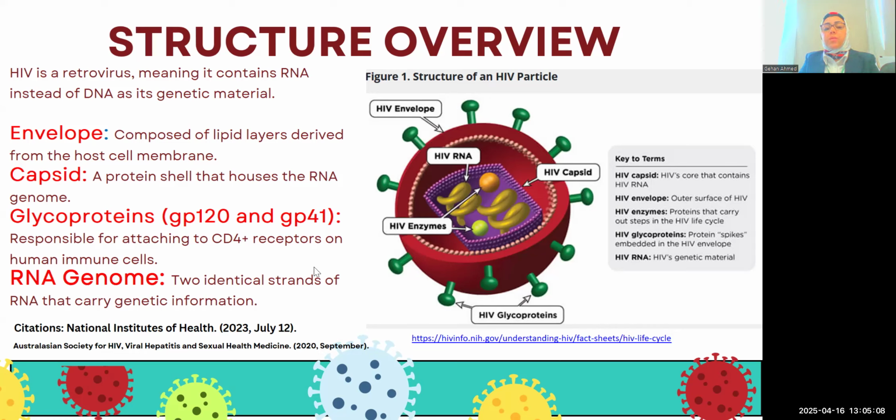We have 2 kinds of glycoprotein: GP120 and GP41. Inside the virus, the genome has 2 strands of RNA that carry the genetic information. In addition, there are enzymes, which are proteins that carry out the steps of the HIV life cycle.